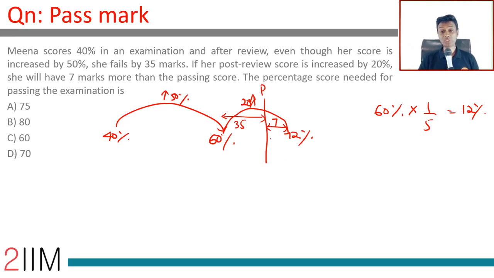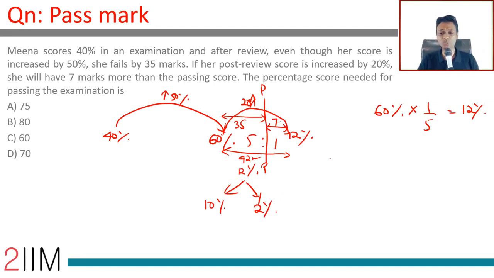We need the percentage score needed for passing the exam. So what is this pass mark? What is the percentage required for that? 60% to 72%, this distance is 42 marks, which is 12%. So with this, we can find how much each percentage stands for. We don't even have to do that. We know that this ratio is 5:1. So 60% to 72%, the difference 12% can be broken as 10% and 2%.